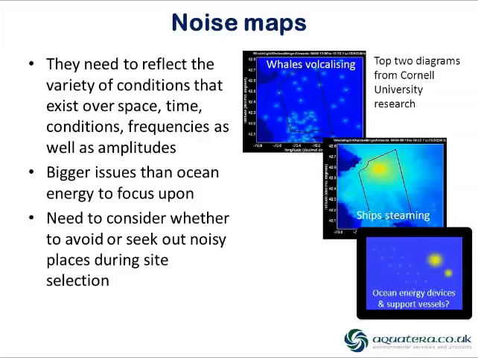I just wanted to reflect on some of the ways that we can use noise and present information about noise. And here, looking at noise maps, and this is something that's gaining some traction in Europe. But I think, and I've used as an example here some diagrams from Cornell University's research, where they've got whales vocalizing in an area and then a ship steaming by. And these maps are really interesting, I think, for starting to help us understand the context of noise.